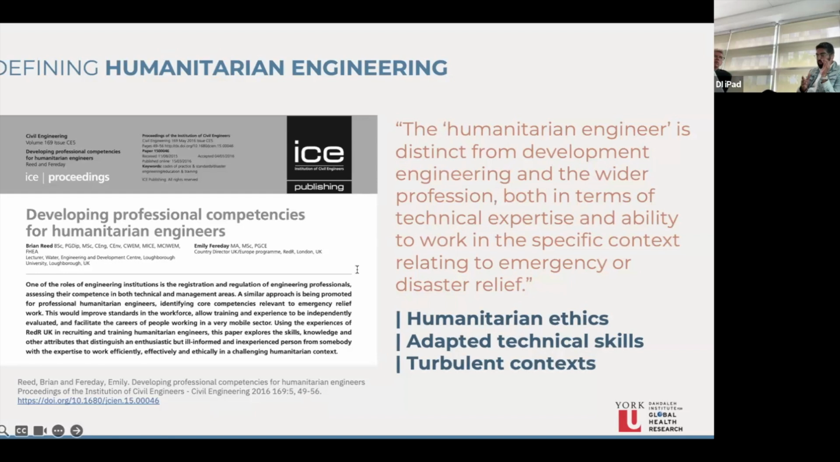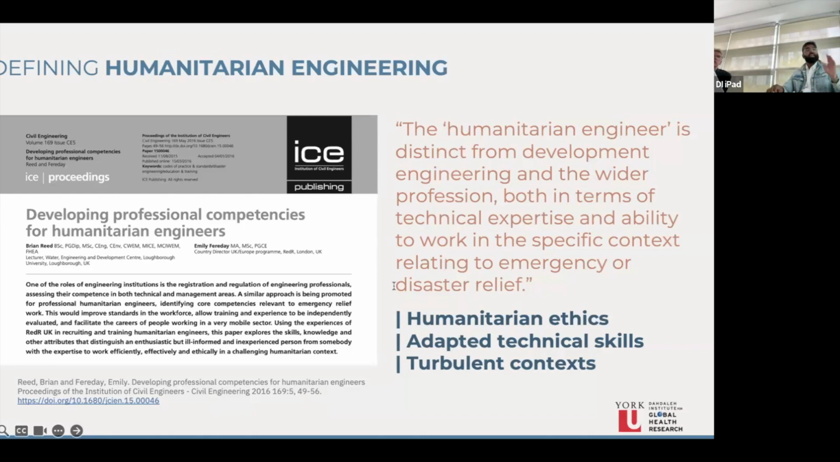One of the writers that I really like and have learned a lot from is Brian Reed from Loughborough University in the UK, and Emily Faraday from REDR. REDR is a registry for emergency and disaster relief engineers in the UK, so they're very practically oriented technical engineers working in the humanitarian sector. They had a paper in the proceedings of the Institution of Civil Engineers in which they defined a humanitarian engineer as being distinct from development engineering in the wider profession in terms of the kind of technical expertise they bring, the ability to work in a specific context related to emergency and disaster relief.